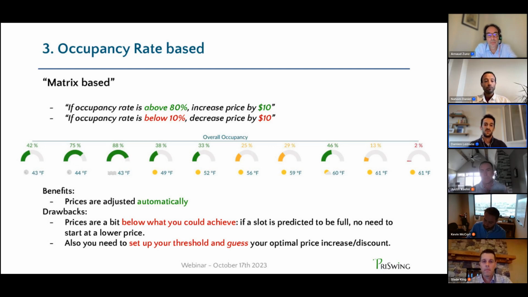And also, with this method, you have to set up a lot of parameters: all the occupancy rate thresholds, all the price increments based on those occupancy rates. So a lot of settings that are mostly based on intuition and guesses. Why 80% and why not 70%? Why increase by $10 and not 12 or 15, stuff like that. So many settings could be quite complicated to set up, and also you could do a bit better.